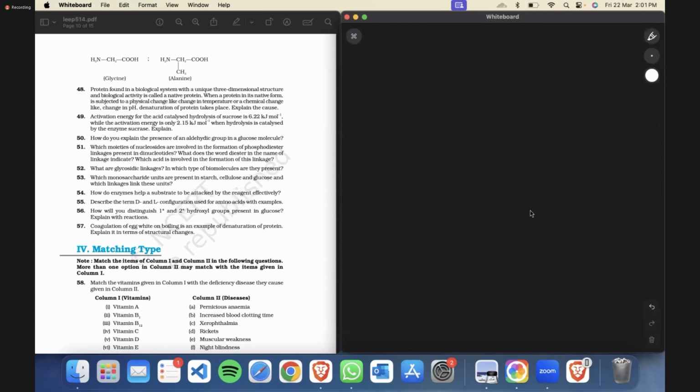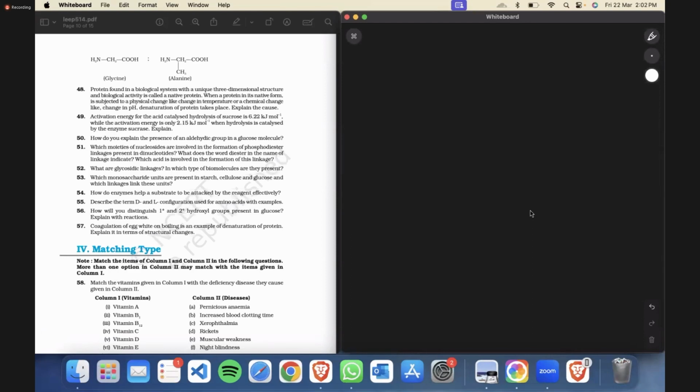How will you distinguish between 1 degree and 2 degree hydroxyl groups present in glucose? See, in chemistry, whenever such kind of a question comes, how do you know there is an aldehyde in this compound, or 1 degree or 2 degree alcohol? So such questions are to be solved using reactions. You have to show using reactions, all right?